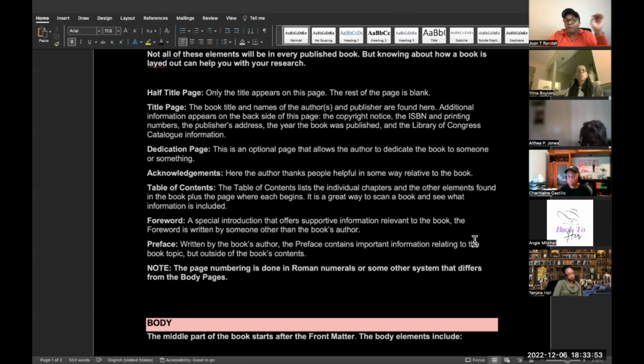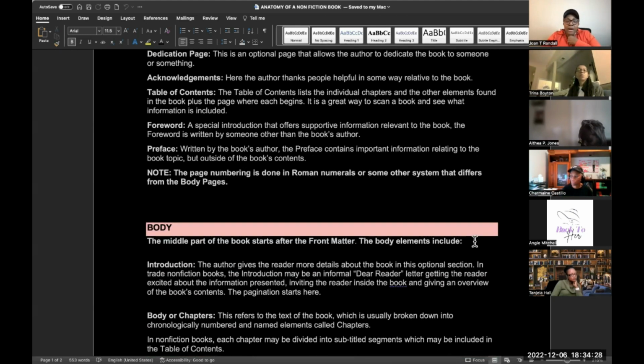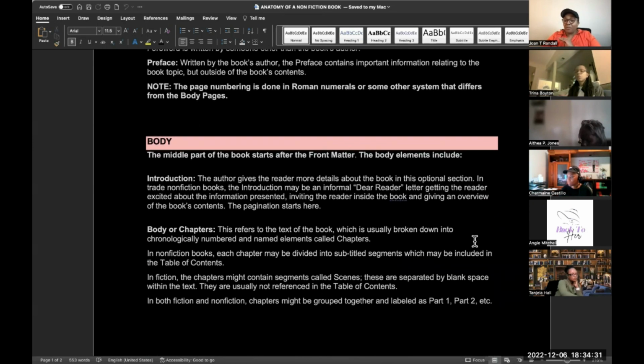Now, here's the thing about the front matter of your book. It's never numbered in the 1, 2, 3 order. I forgot what name that is called. It's usually numbered in Roman numerals. So I, II, III, IV, V, VI. So when you see those Roman numeral numbers, then you know that is everything prior to the start of the book.